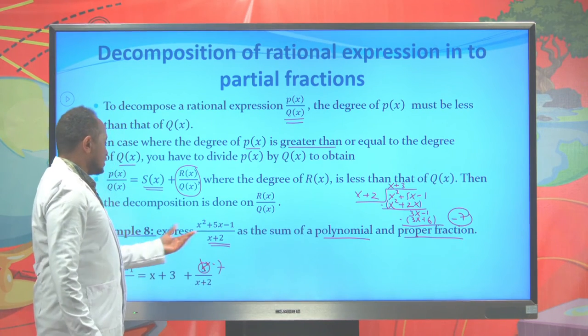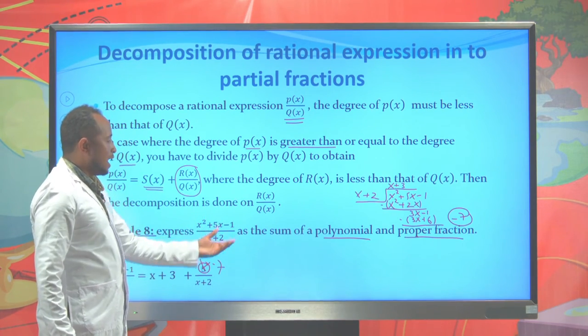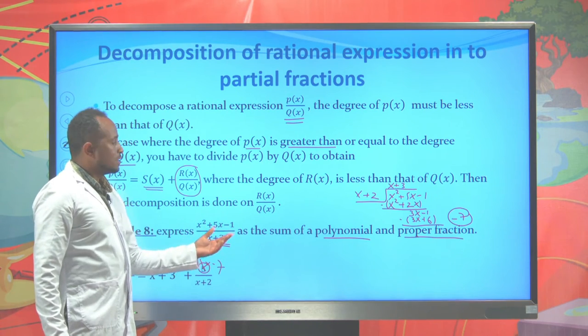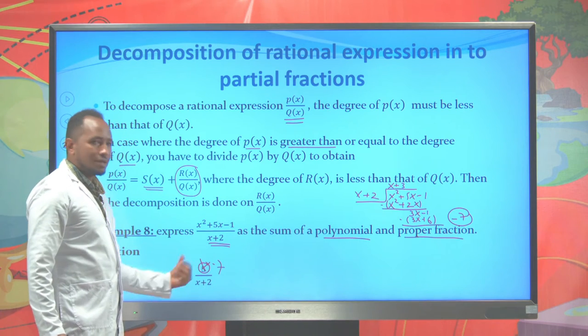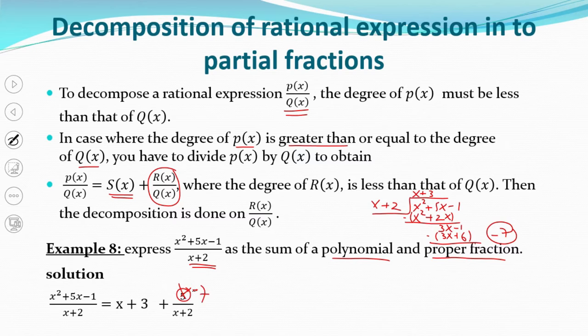So this is how to write a given rational expression as a sum of a polynomial and a proper fraction. It's a polynomial plus a proper fraction. Now let's continue.